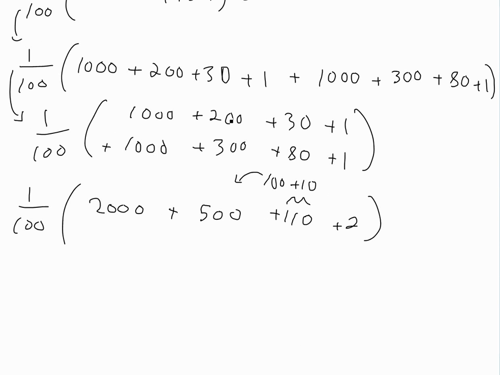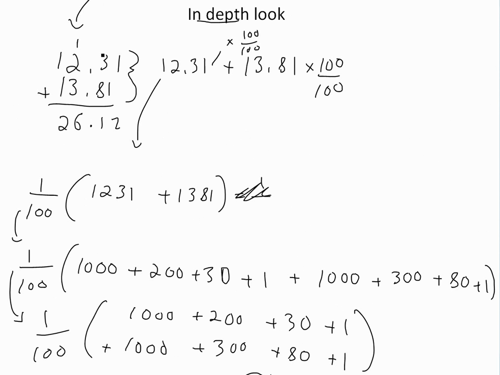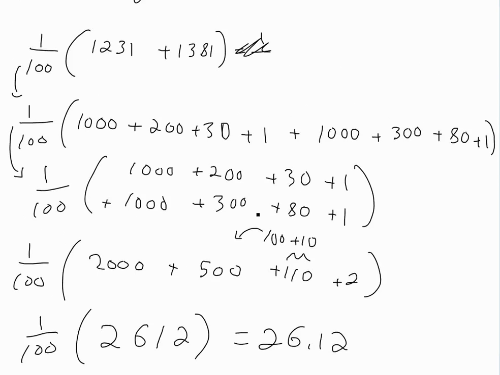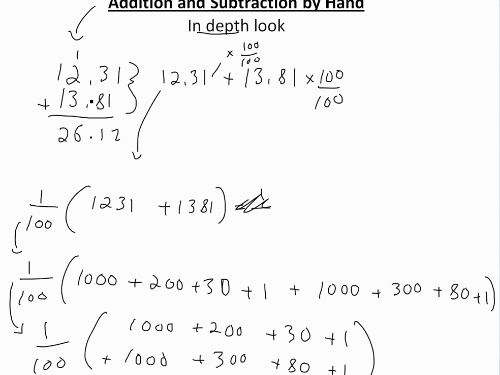This is where we carry over that extra 1, so just carry it over there. Then we put these all together: 2, this becomes a 6, 6, 1, 2. Then divided by 100, we get 26.12. So this is the exact same method as before, but the quick method is a shortened version.